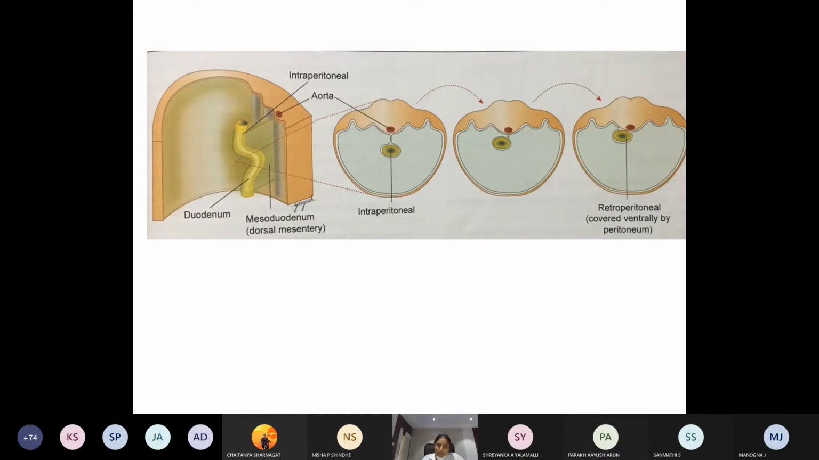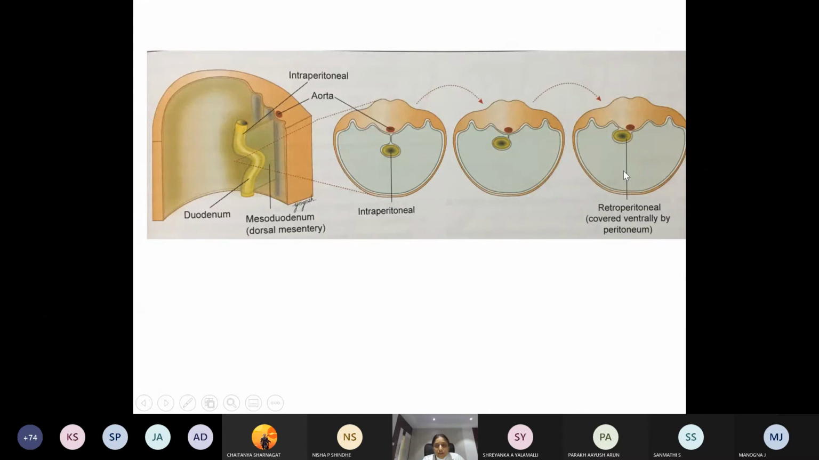Clear? The dorsal mesentery covering the posterior surface of the duodenum and the peritoneum covering the posterior abdominal wall, they will fuse. Once they fuse, they undergo zygosis. That means they get absorbed. Once they get absorbed, the posterior surface of the duodenum will be in direct contact with the posterior abdominal wall. There is no peritoneum covering the posterior surface of the duodenum. Clear? Because of absorption of the dorsal mesentery and the peritoneum over here.